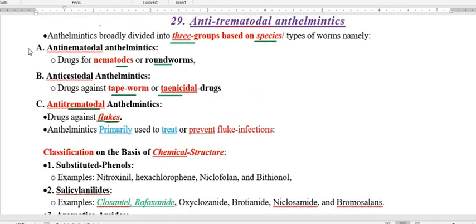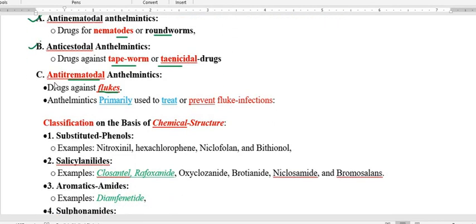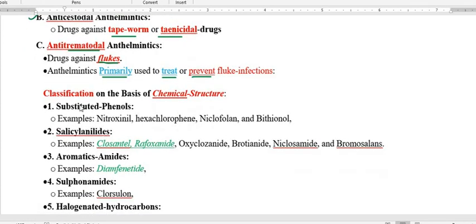Regarding antinematodal and anticestodal, we already discussed them, and under this anthelmintic group, today is the last part, that is the antitrematodal anthelmintics. As we know, the antitrematodal anthelmintics are primarily used to treat flukes, and also to prevent flukes. Now we have to classify the antitrematodal anthelmintics.